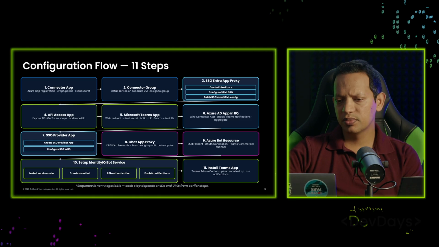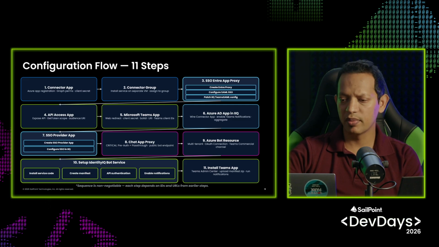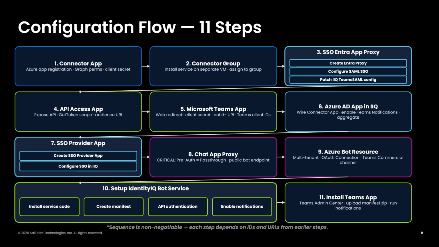Now, the next step is installing the Teams app. You need to be a Teams administrator to be able to install the app. You can go to manage apps and then upload the app. If you have to change any configurations, you have an option to upload or update the app.